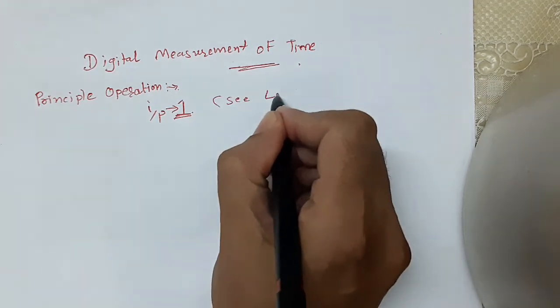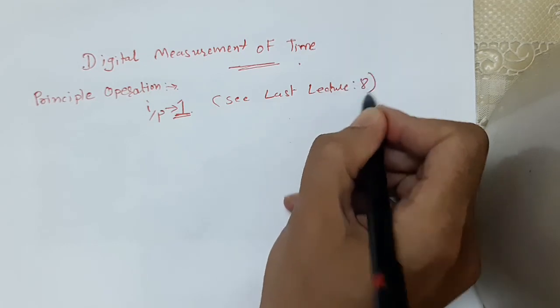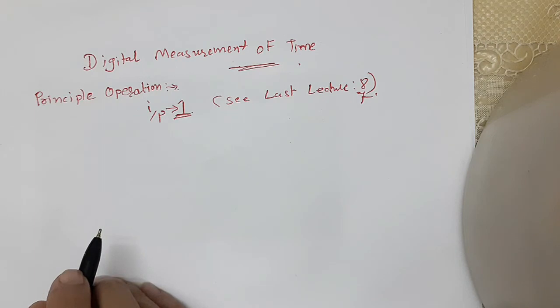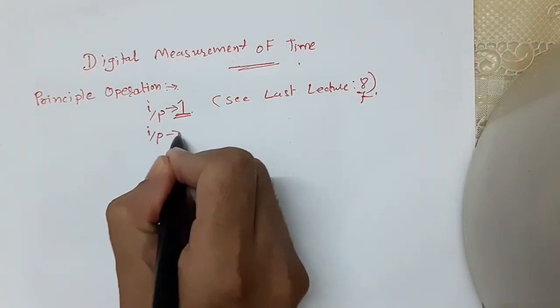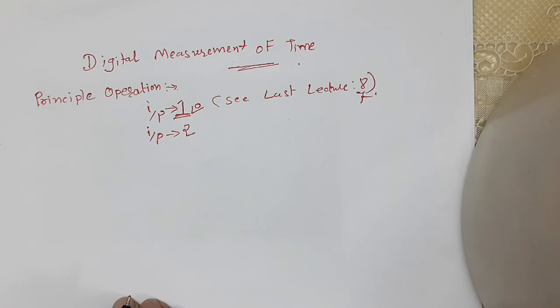See the last lecture, number 8 or 7. The end of the time period is the stop pulse coming from input 2. I repeat, the beginning of the time period is the start pulse originating from input 1, and the end of the time period is the stop pulse coming from input 2.